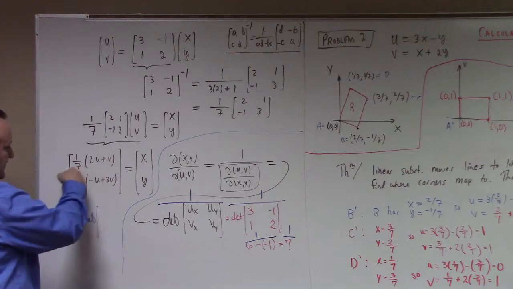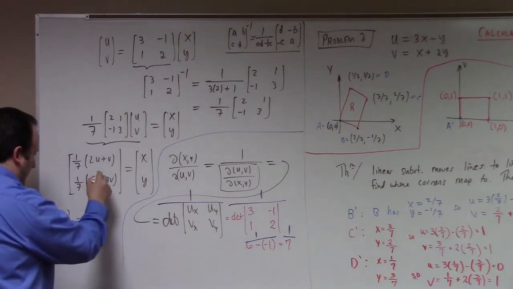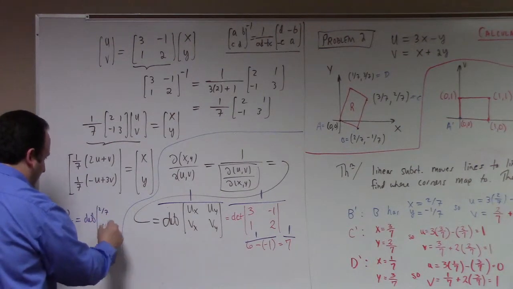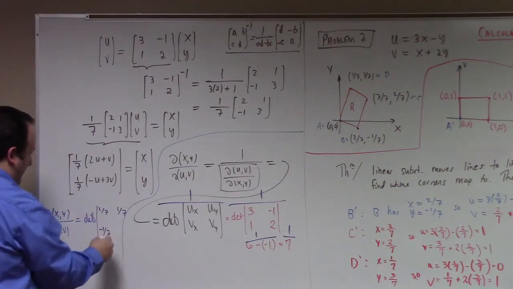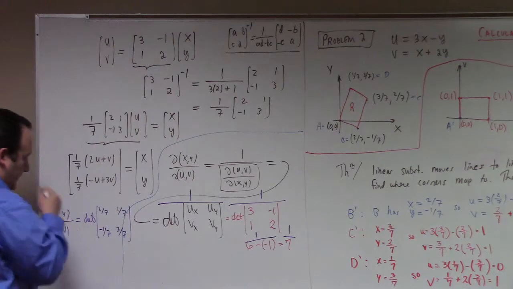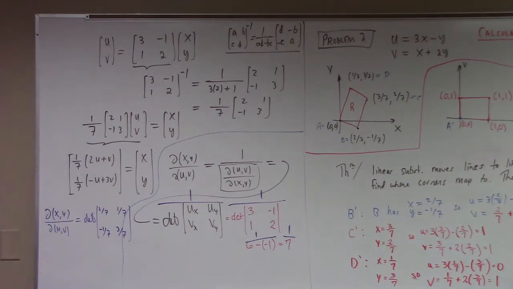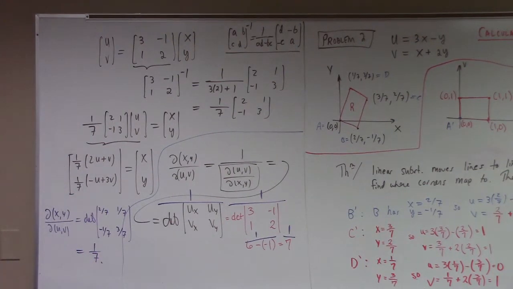So what's the partial derivative of x with respect to u? It's 2/7, right? y with respect to u, minus 1/7. x with respect to v, 1/7. y with respect to v, 3/7, right? So that gives us 6/7 plus 1/7, which is 1/7 by direct calculation. So either by direct calculation after you do algebra, or by the reciprocal trick, you can calculate that the Jacobian factor here is 1/7. All right?